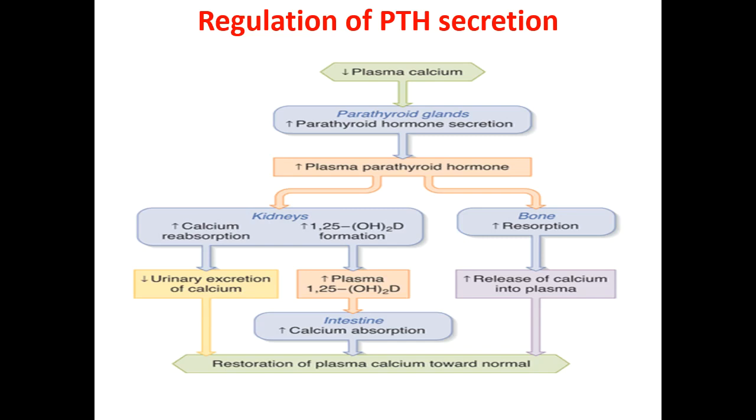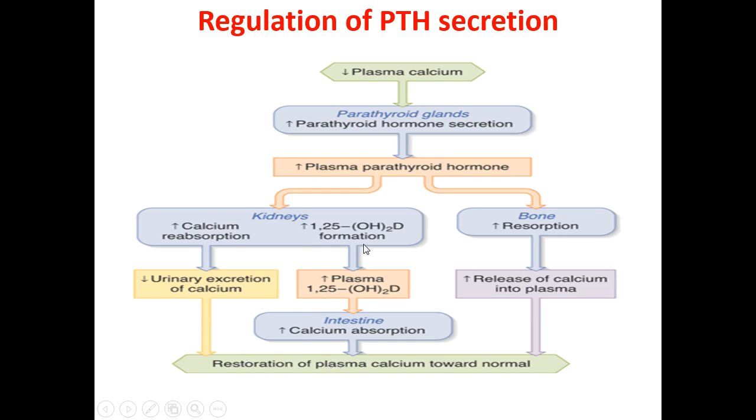This figure demonstrates how regulation of parathyroid hormone secretion is achieved. The most important stimulus for parathyroid hormone secretion is decreased plasma calcium concentration, which will increase parathyroid hormone secretion that passes through the circulation. It will act on the bone to increase resorption of the bone and release of calcium into the circulation. And it will act on the kidney to increase calcium reabsorption and increase formation of the active form of vitamin D. Calcium and vitamin D will achieve a normal plasma concentration of calcium.